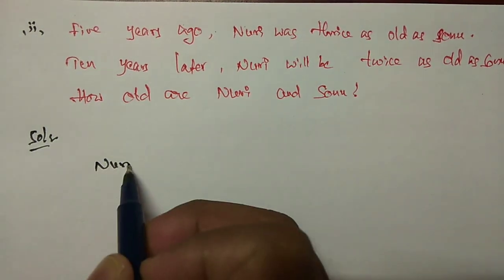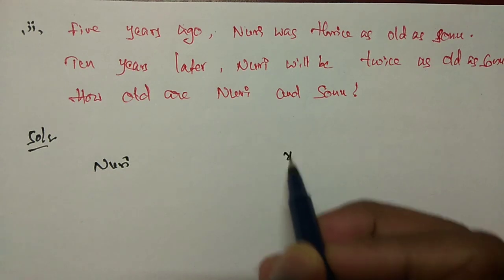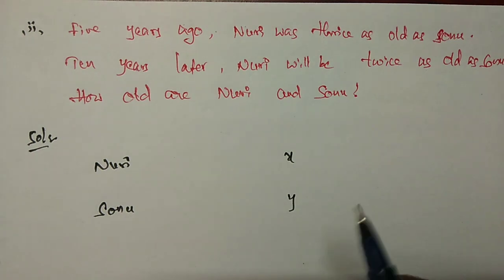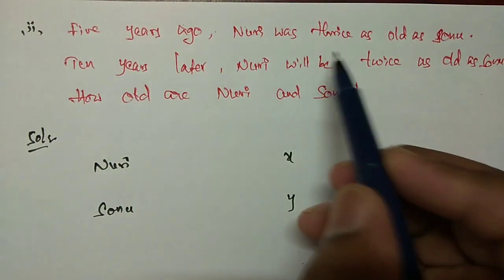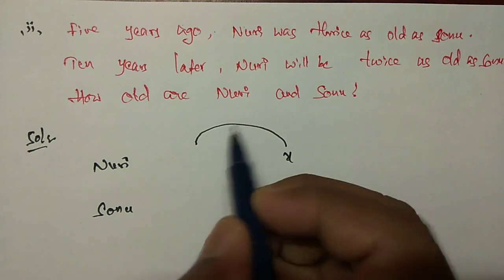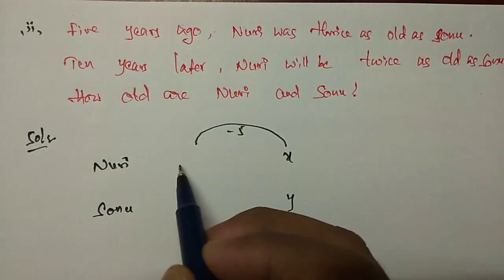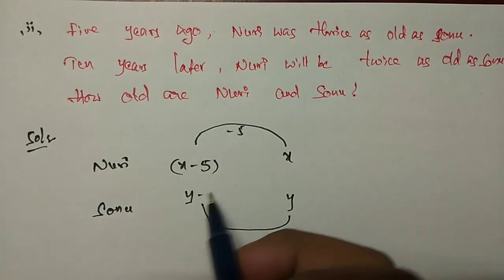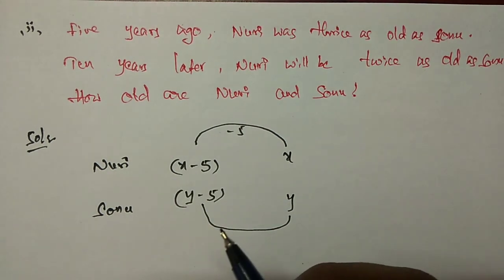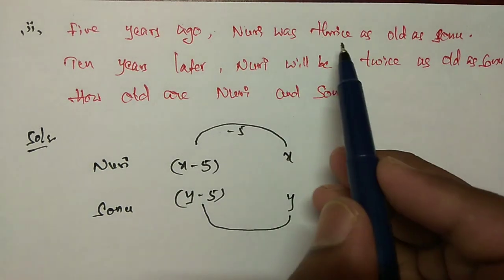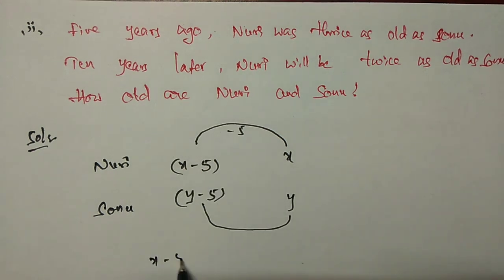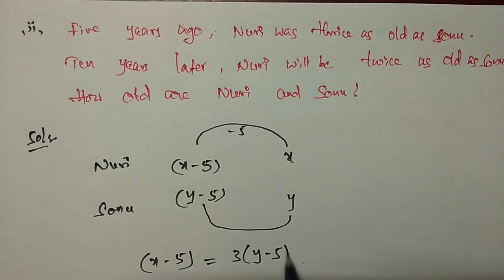So let Nuri's present age be x years and Sonu's present age be y years. 5 years ago, Nuri was x minus 5 years. Similarly, Sonu was y minus 5 years. Nuri was thrice as old as Sonu. So x minus 5 equal to 3 times of y minus 5.